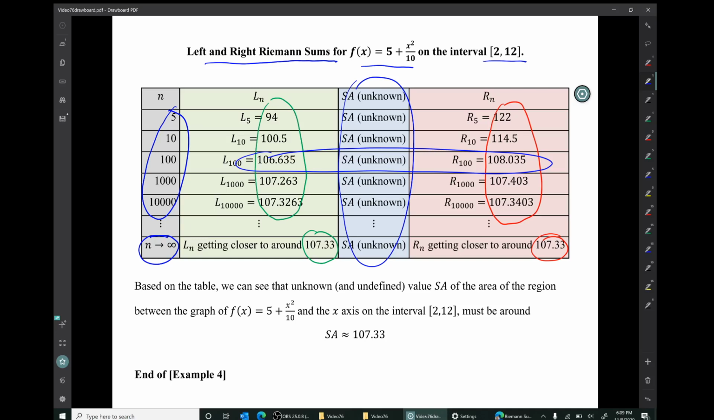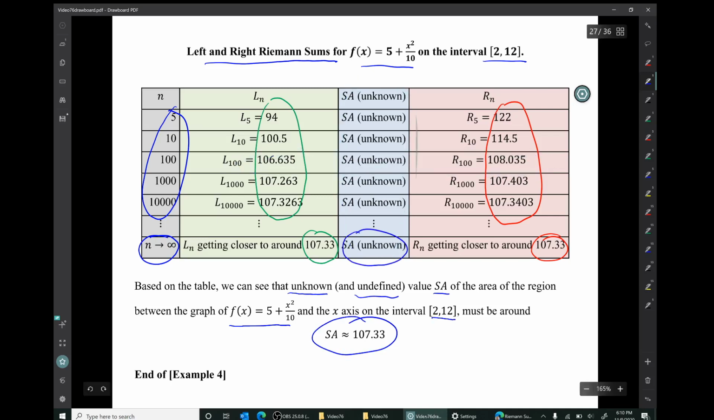Now, based on this table, we can see that that unknown blue number, which we've denoted SA, that number that's the value of the area of the region between the graph of this function and the x-axis on the interval, that blue area must be around 107.33. And that's the end of that example.